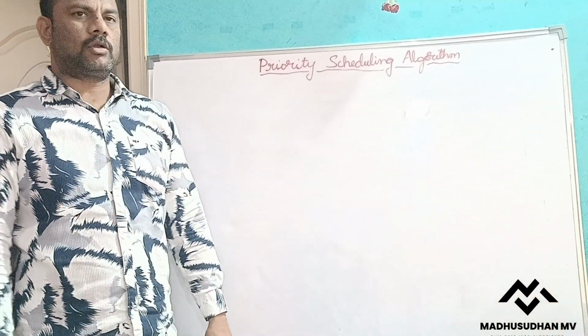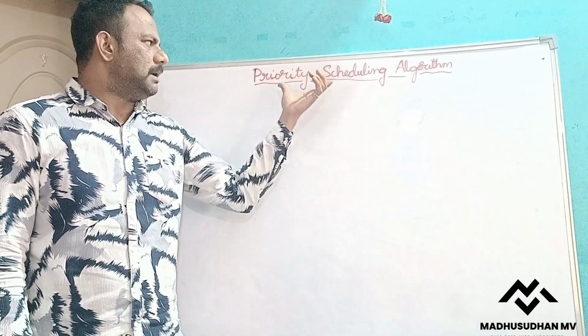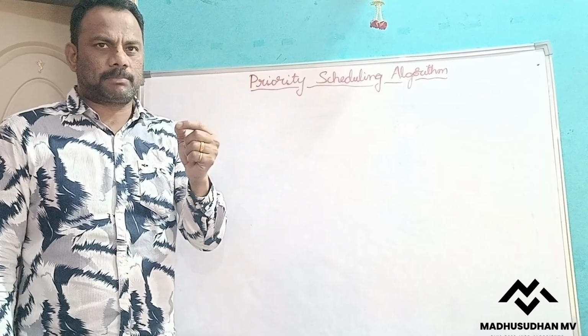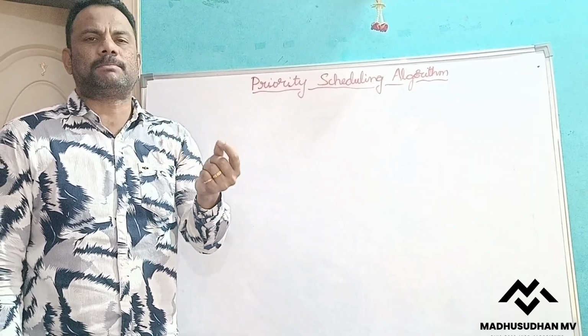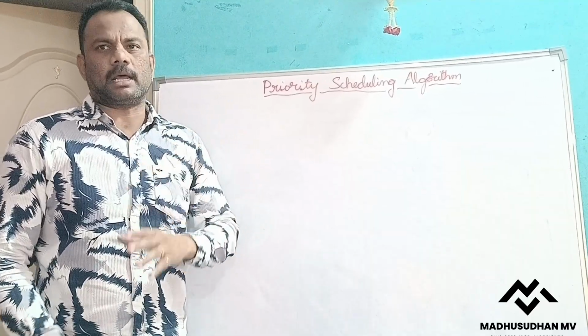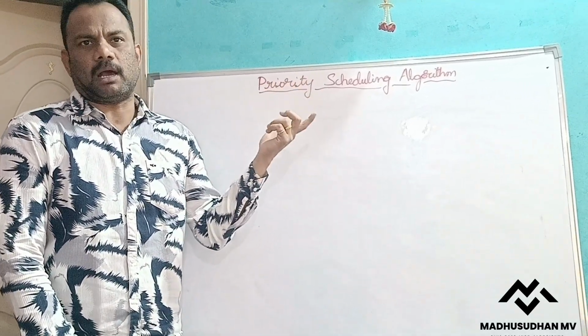In this video, I'm going to explain the priority scheduling algorithm. As the name itself suggests, here whichever process has the highest priority will execute first, before the lower priority process. Okay, now the next question is, what is this priority?